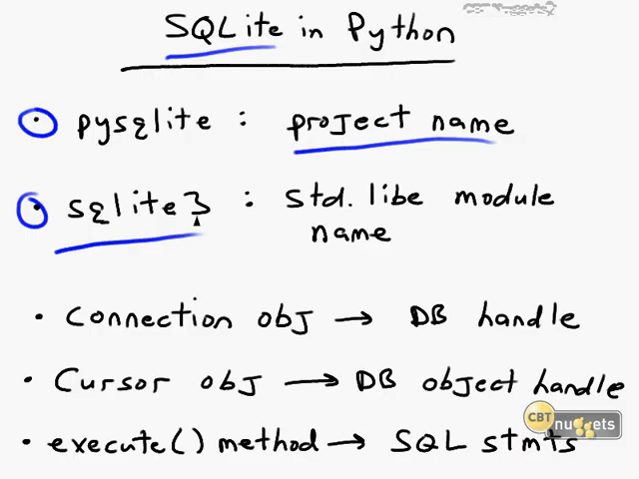Speaking of connection, using SQLite in Python is remarkably easy, as you're going to see in the upcoming demo. The first object you create is called a connection object. This is a handle to a particular database, and it functions a little bit like the read function does with files, in as much as you use a connection object to open a handle to an existing database, or you can create a new one on the fly.